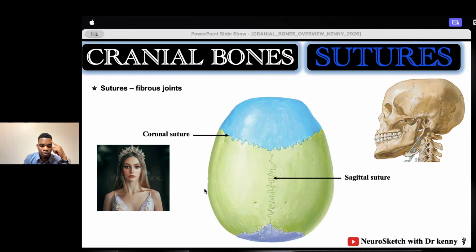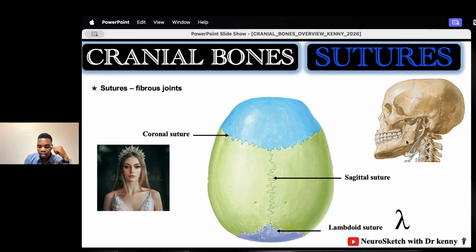And then we have another suture here, which is called the lambdoid suture. Listen to the word lambdoid, because it is a lambda-like suture. You guys know what lambda is. Lambda is the 11th letter in the Greek alphabet, and you see the shape. This suture is called lambdoid because it has the shape of lambda.